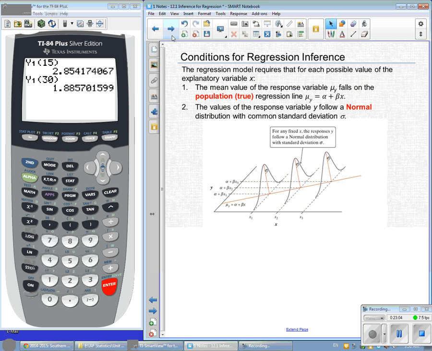All right, so conditions for the regression inference. This is more along the lines of what we were saying before. The mean value of the response is going to follow our true population regression line, which we're never going to know unless we do a census. And that all the values of the response variable follow a normal distribution. So this is basically what it would look like.